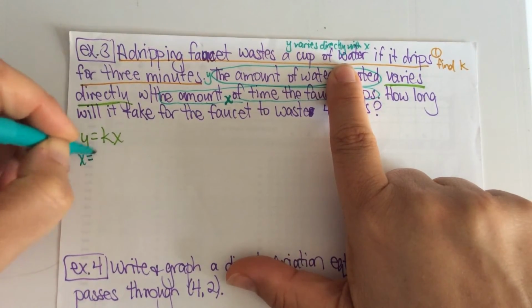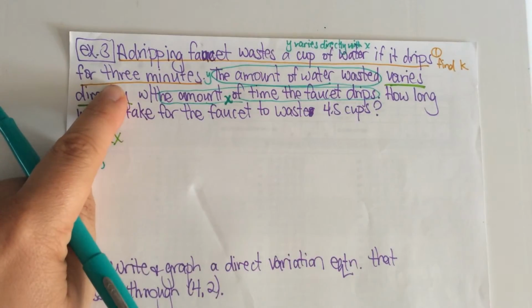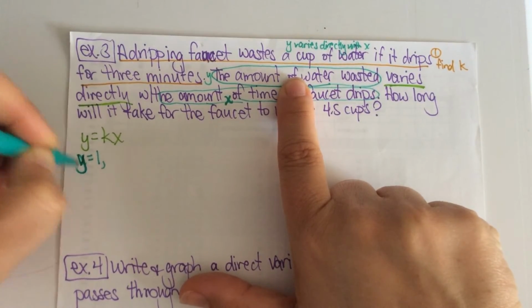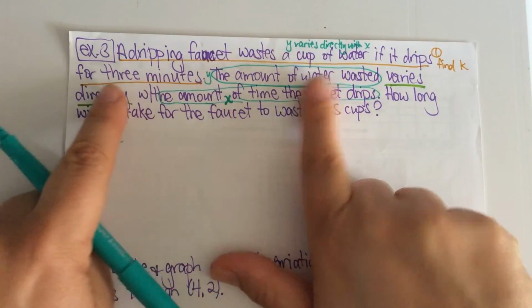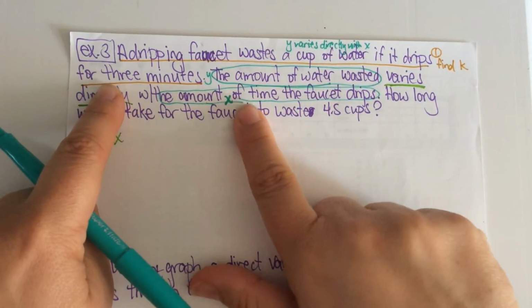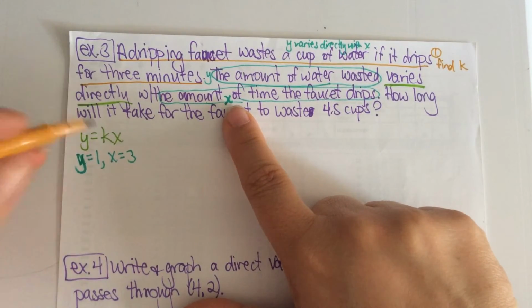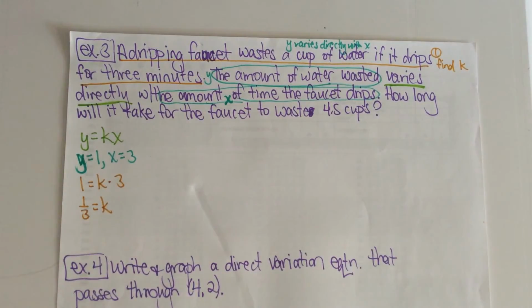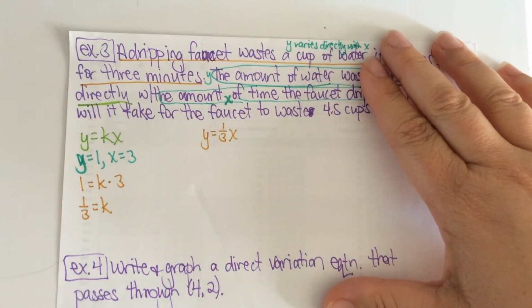So right here when it says a dripping faucet wastes a cup of water, that's telling me that Y equals 1. If it drips for 3 minutes, I mixed that up, didn't I? The amount of water wasted is the Y value. So a cup of water wasted. If it drips for 3 minutes, the amount of time is the X value, right? So I'm going to plug those in. I'm going to divide both sides by 3, and I'm going to get the K value. Then I'm going to write the equation with the K in it.